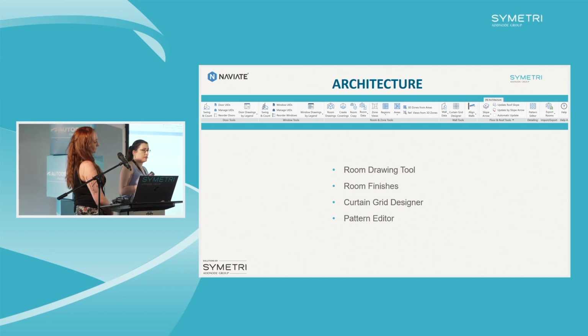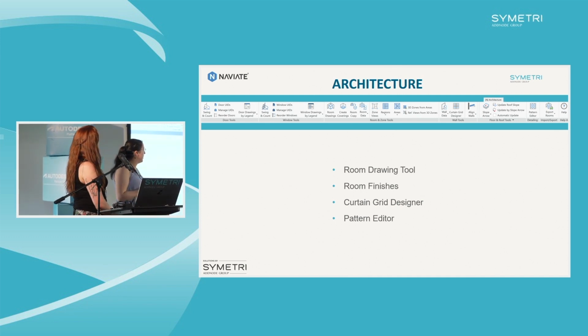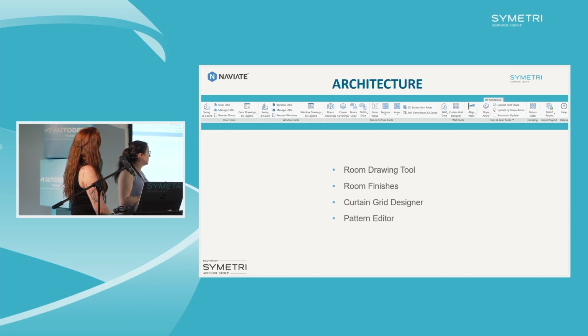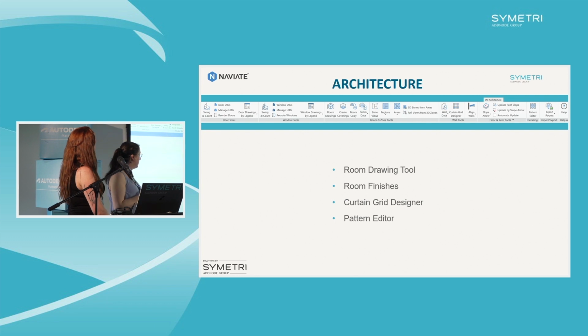So for me, as an architectural background, I'm going to go through the architecture side, and I've selected four tools that I think can really save time and add value into an architect or an architectural technologist's day-to-day workflow, in order to be more efficient and to get the more mundane tasks done quicker. So the first one, I'm going to go through the room drawing tool, the room finishes, curtain grid designer, and the pattern editor. As you can see, there's a lot more tools to it, but these are my four favorite at the moment.